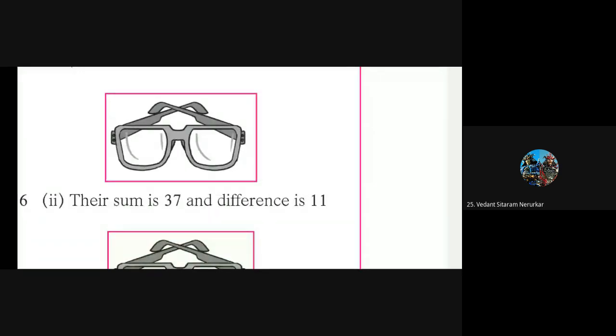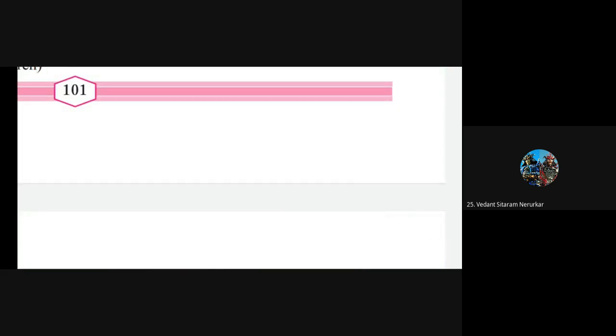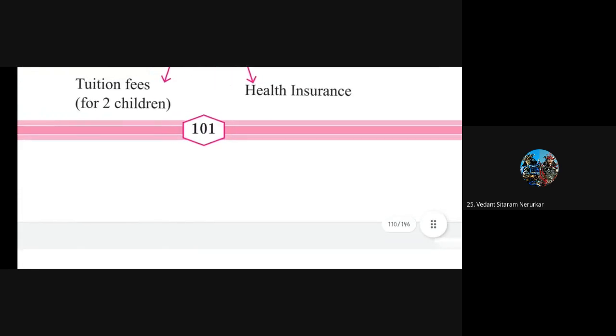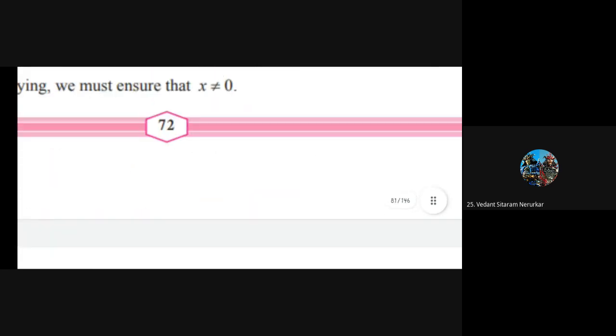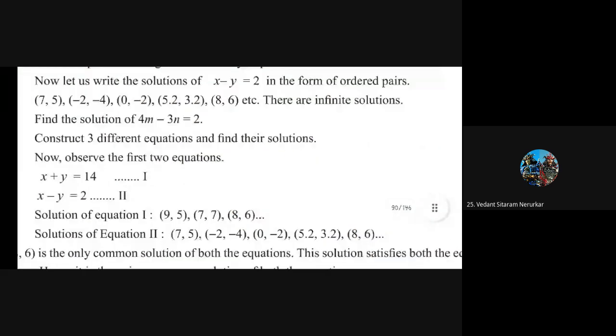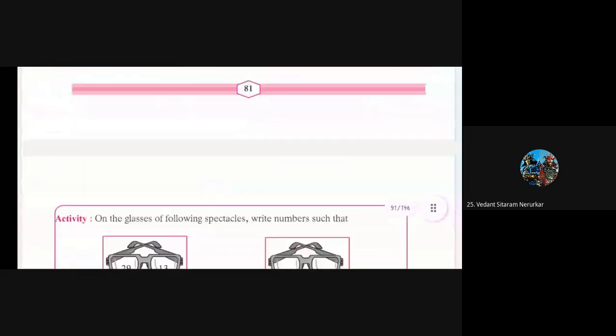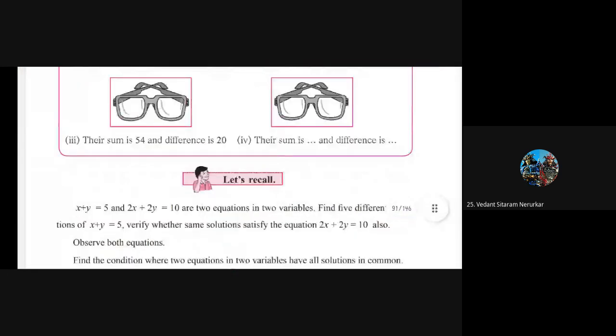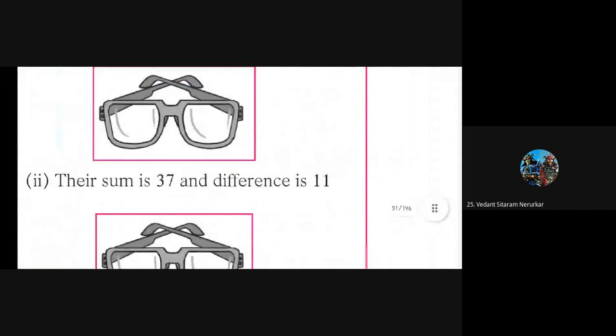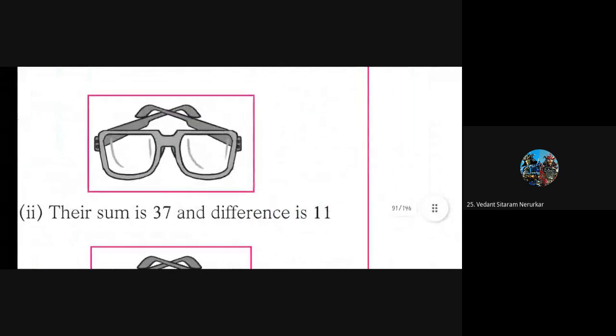So what is our second question here? Their sum is 37. We have to find two such numbers. I am so sorry, we have jumped out accidentally to some other page. It happens on a mobile device because I'm not used to using these for classes. Okay, so the sum is 37 and difference is 11.